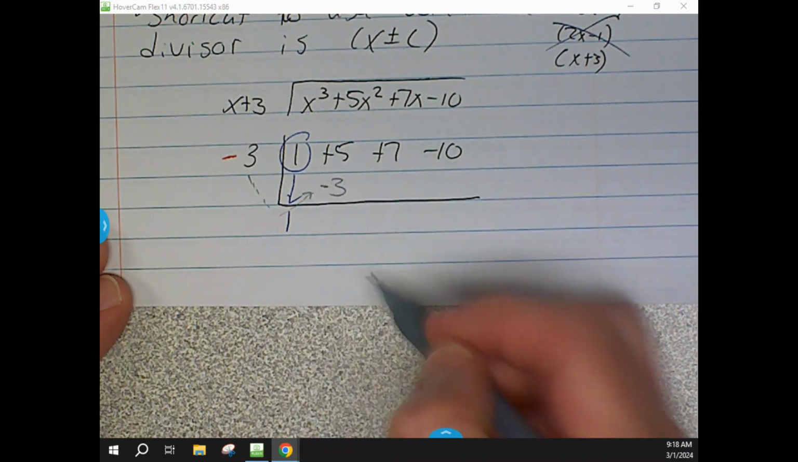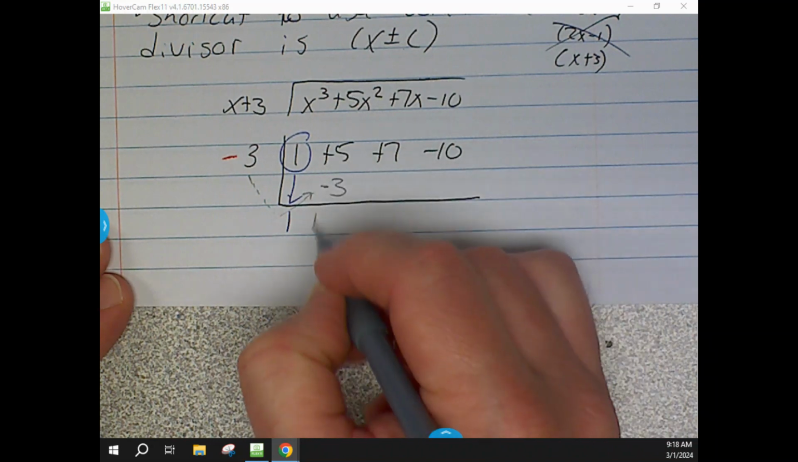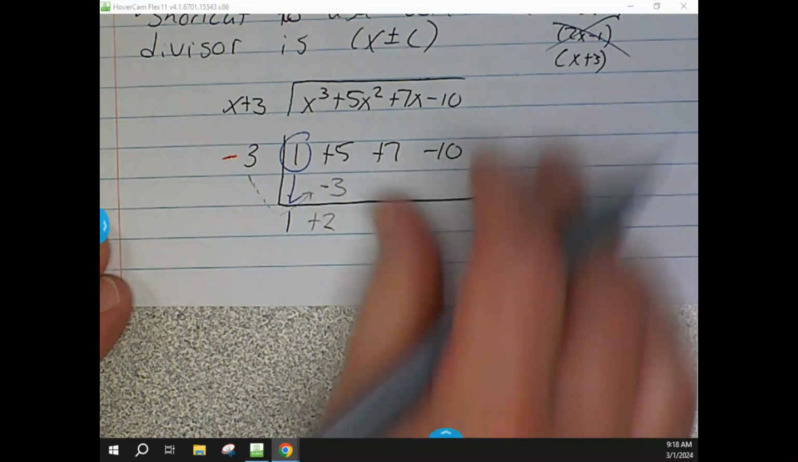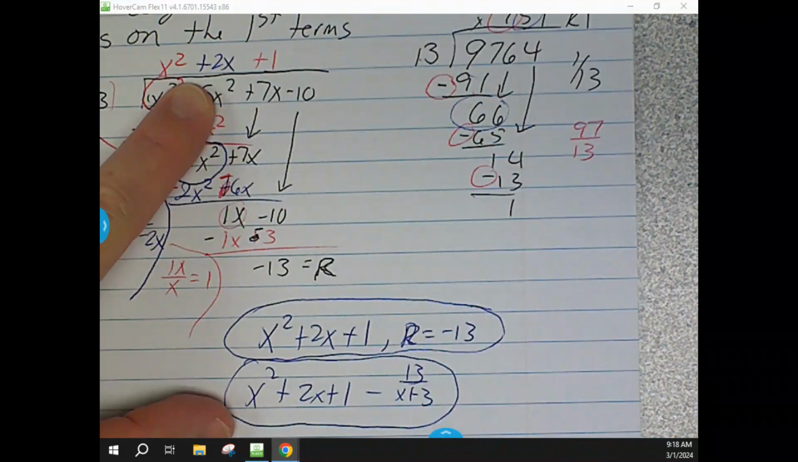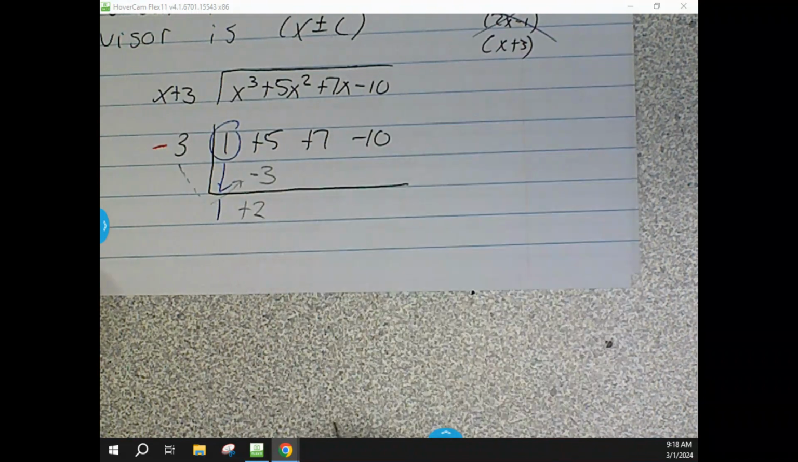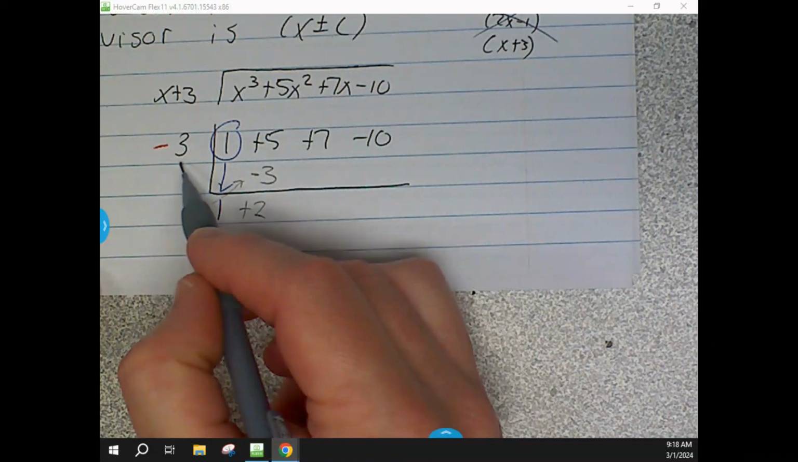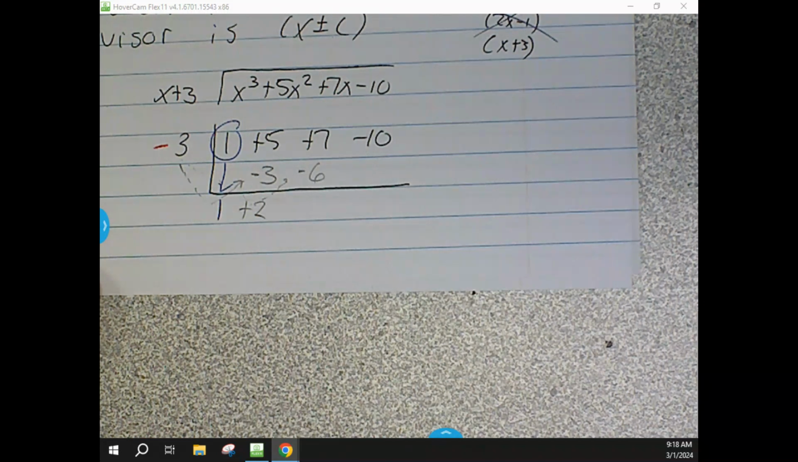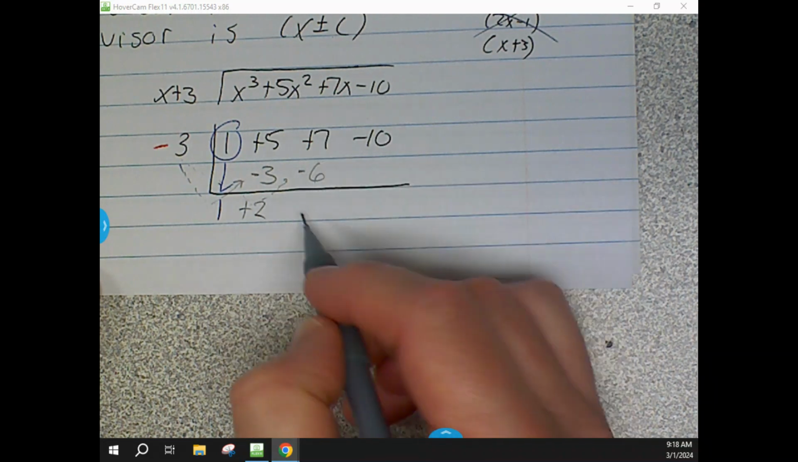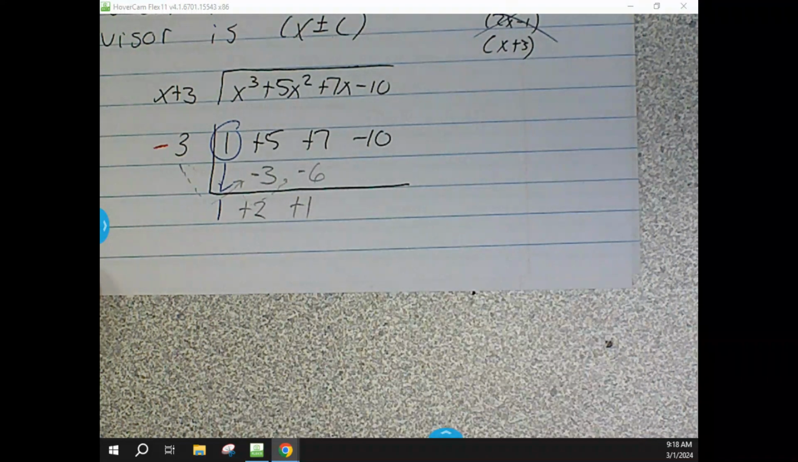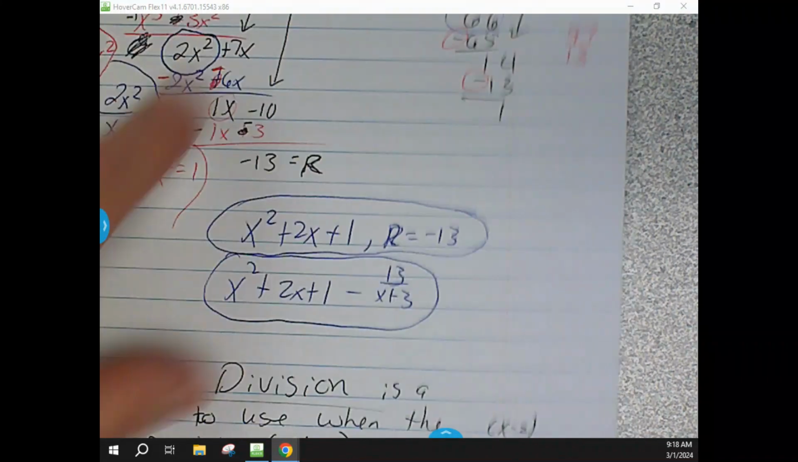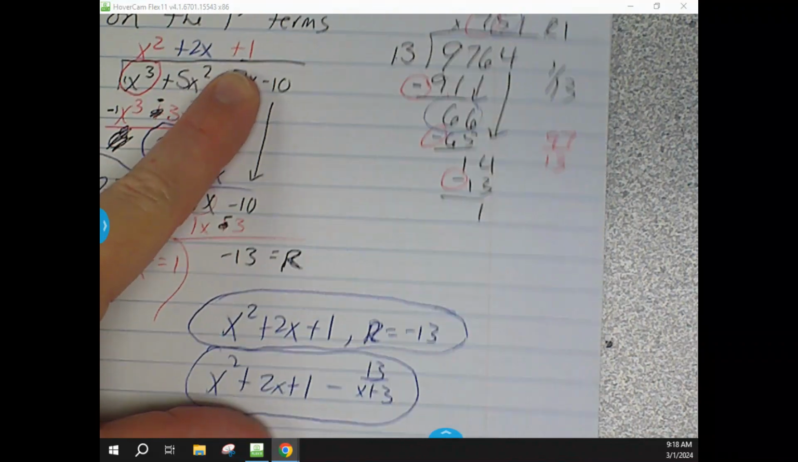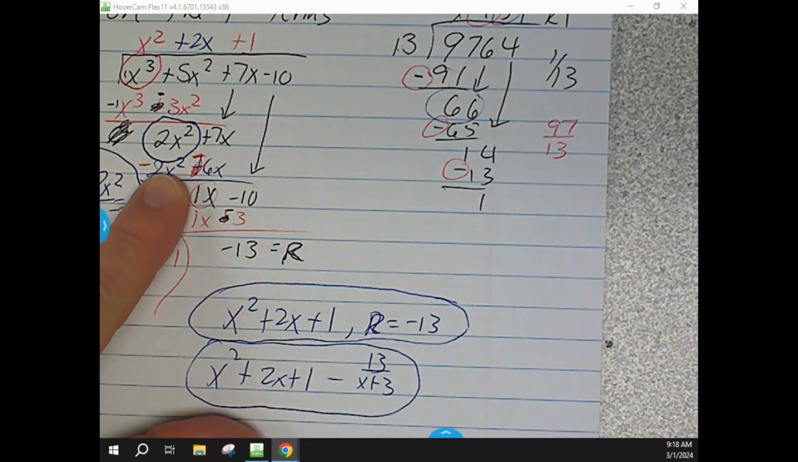Okay, and then you just add or subtract. 5 minus 3 is a positive 2. Oh, look, that's the answer we had right here. There's that positive 2. Then we're going to do the same thing. Negative 3 times 2 is a negative 6. Positive 7 minus 6 is a positive 1. Positive 1 there. There was the 6 we were looking for that we got earlier. So all those numbers are lining up here.